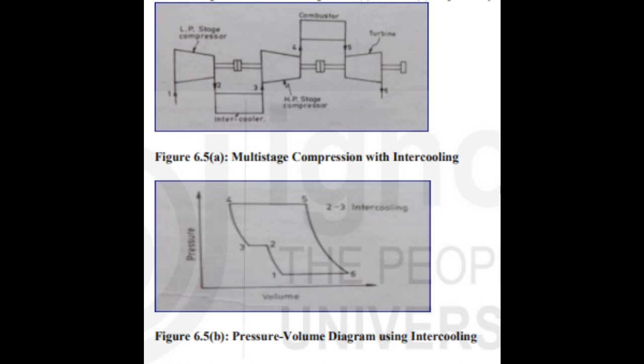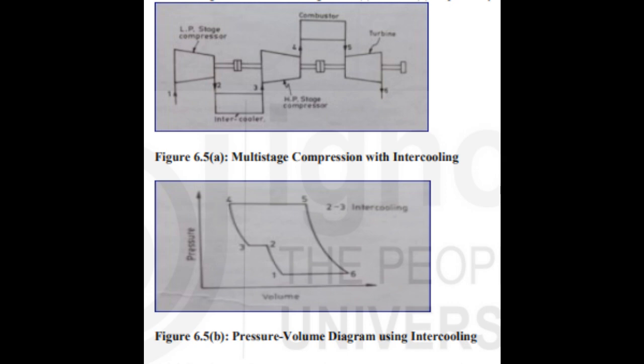Also, the maximum advantage of intercooling is obtained when the pressure ratio for each stage reaches the n-th root of the overall pressure ratio. The schematic diagram of gas cycle with intercooling and its representation on PV diagram are shown in Figure 6.5a and 6.5b, respectively. Figure 6.5a, multi-stage compression with intercooling.